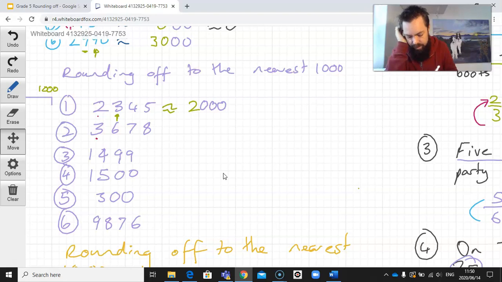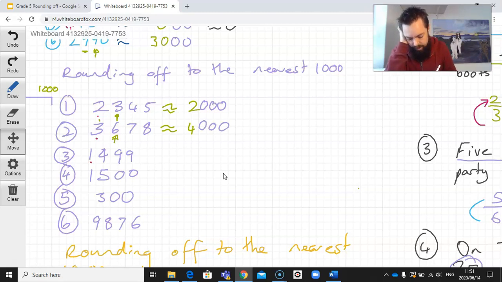Looking to the next one, thousands column, look across at my hundreds column. That's going to go up, so 6 is closer, so it's going to carry. So I'm going to get 4 in the thousands. Everything else after that is 0.